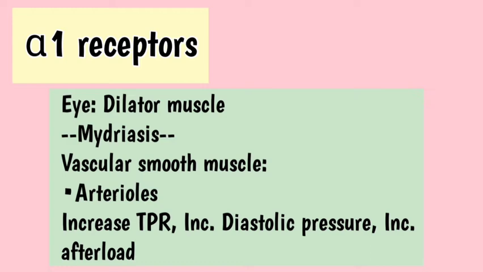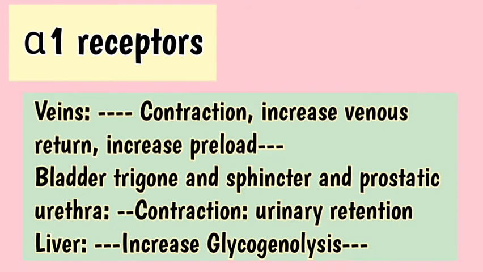When alpha 1 receptors on the veins are stimulated, there is venoconstriction, which results in increased venous return and increased cardiac preload. Alpha 1 receptors present on the bladder trigone, sphincter and prostatic urethra, when activated, cause contraction of smooth muscles and the response is urinary retention. Also, alpha 1 receptors are present on the liver, and when stimulated, there is increased glycogenolysis as the glucose demand of the body is increased during sympathetic activation.